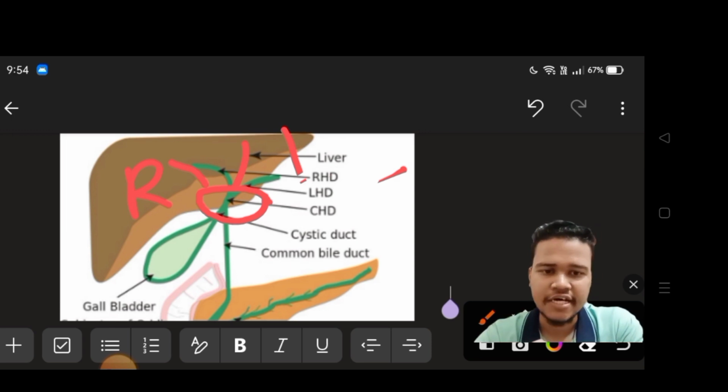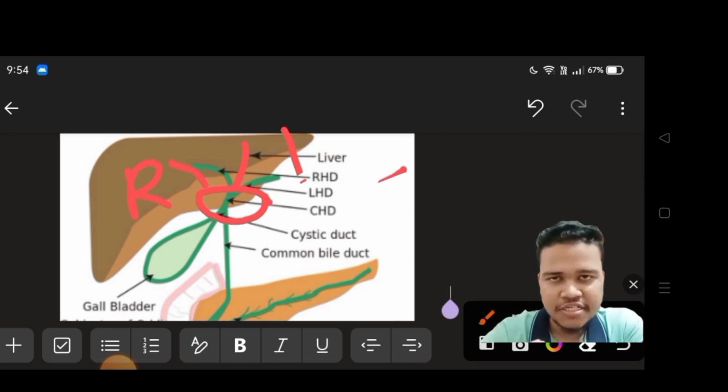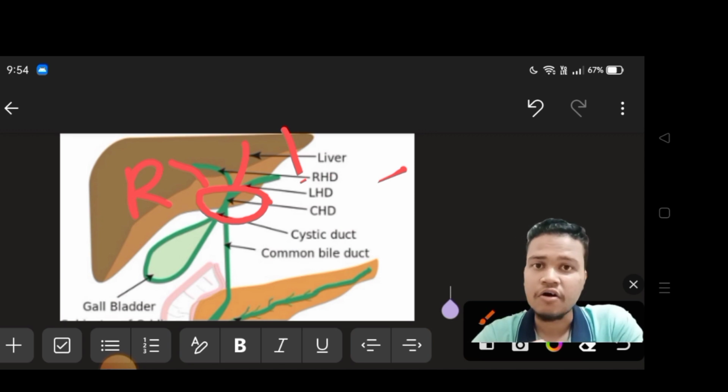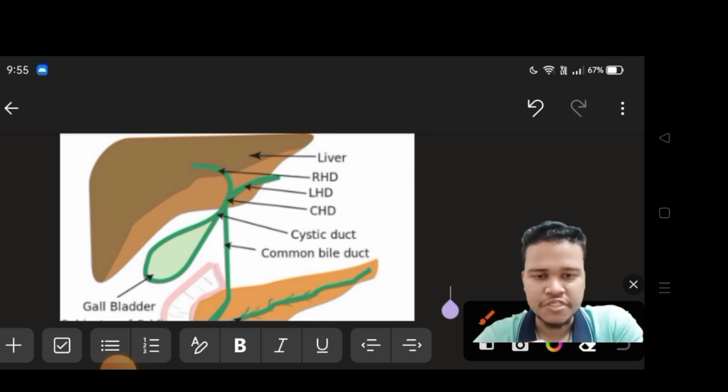If anyone asks you what the common hepatic duct is, you can answer that the common hepatic duct is the union of the right hepatic duct and the left hepatic duct. If anyone asks from which part the right hepatic duct arises, you can say that the right lobe of the liver gives the origin of the right hepatic duct, and the left lobe of the liver gives the origin of the left hepatic duct, and by the union of the right and left hepatic ducts we get the common hepatic duct. We have understood up to this part.